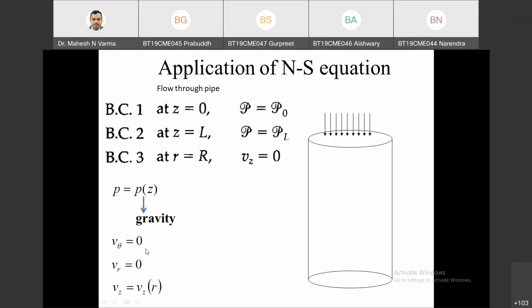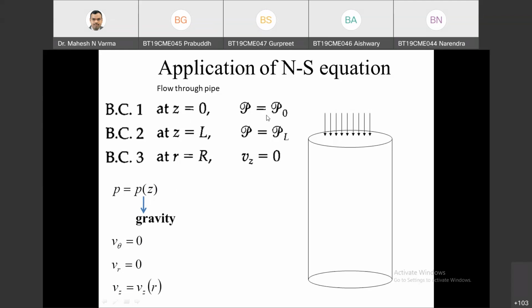Okay, so pressure is a function of z. This is first of all because of gravity and external agencies also. This is written in the form of combined pressure. This pressure has a gravitational effect plus whatever be the external agency, and Vz is a function of r. So these are the two boundary conditions.